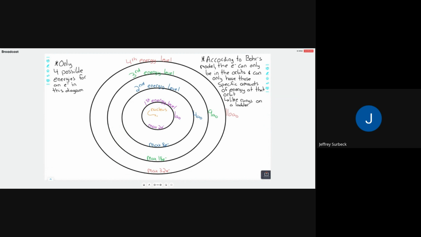So the higher up in energy, or the higher that electron is in that energy level, the more energy it's actually going to contain. It's actually correlated to that specific energy level. All right. Now, let's keep talking about Bohr's model, and let's make a couple additional points.